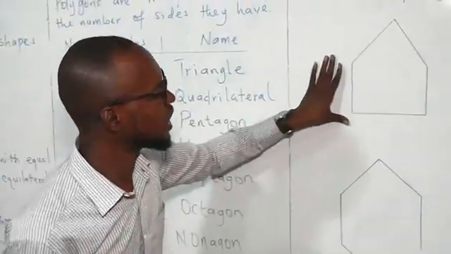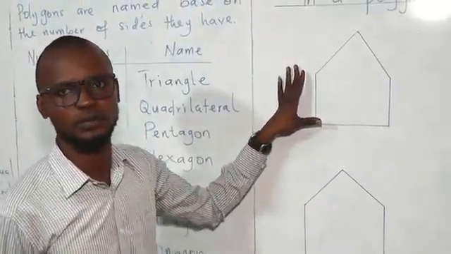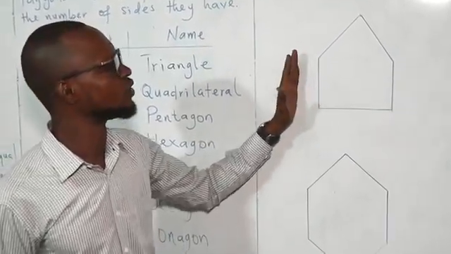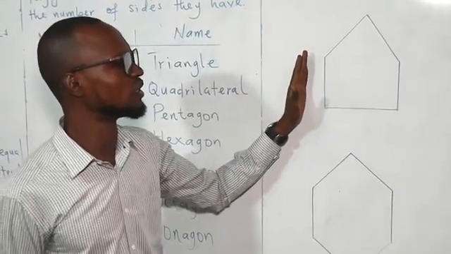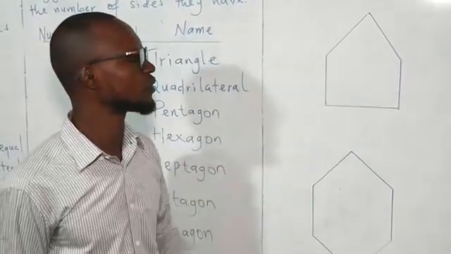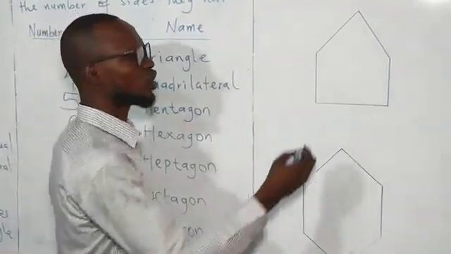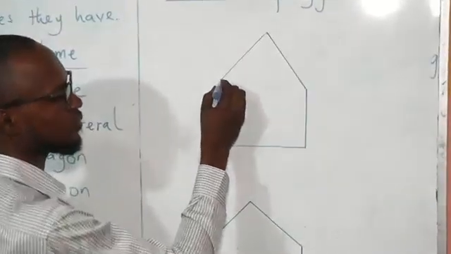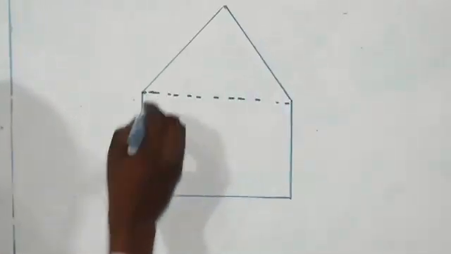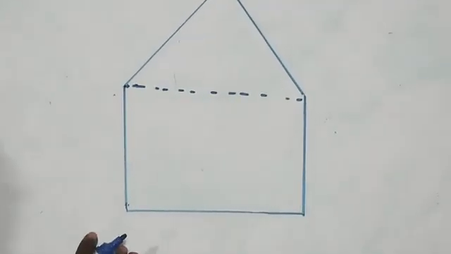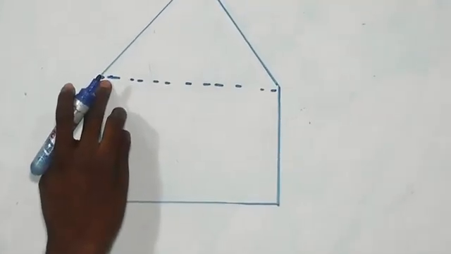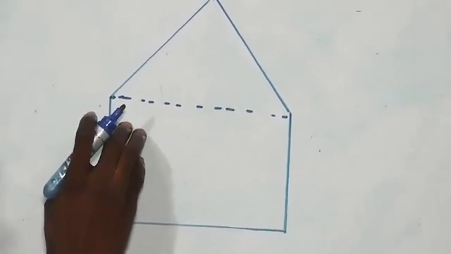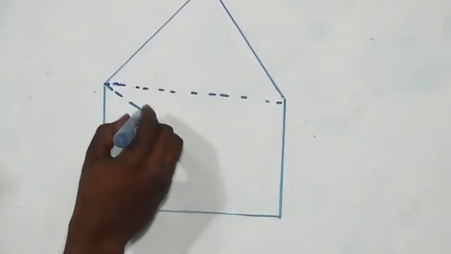Now this is a 5-sided polygon. It's called a pentagon. Now, to know the number of triangles in this polygon, all you need to do is to draw a line from one vertex to the other. When you are doing that, make sure that as the diagonal lines move from one vertex to the other, the diagonal lines do not cross each other. So in this case, you can have it like this.